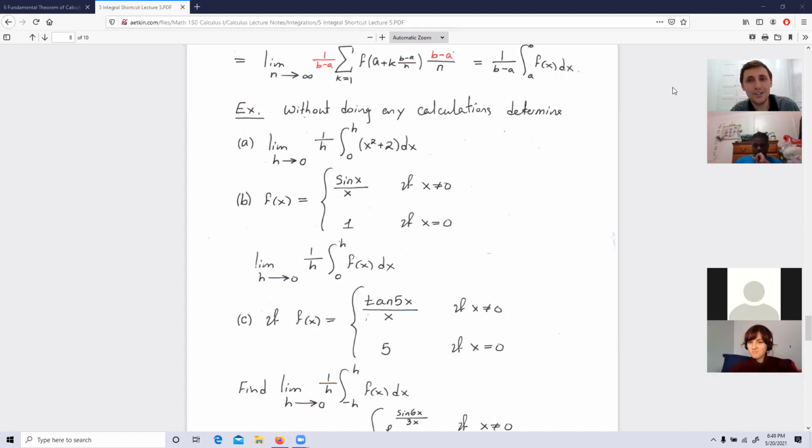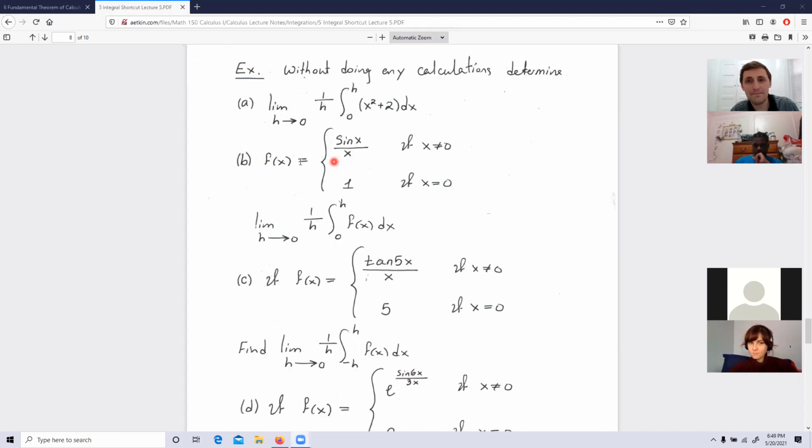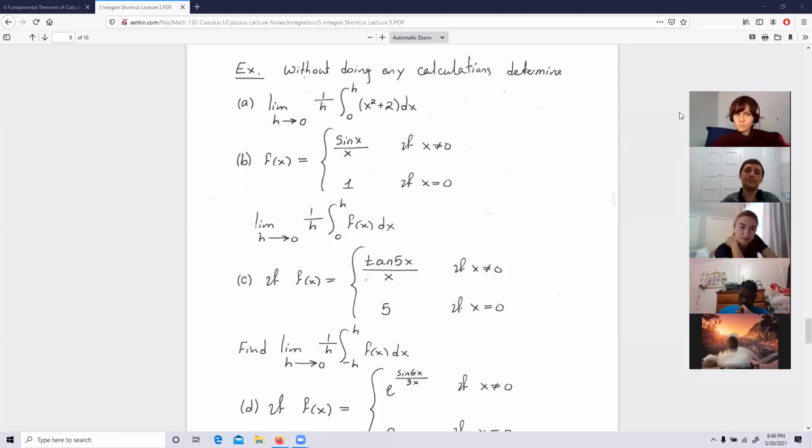All right, so let's calculate this one, guys. B. Look at it, the function is split. It's sine x over x if x is not 0, and 1 if x is 0. Can you tell me, please, what is this limit? What's the limit as h goes to 0 of 1 over h times the integral from 0 to h of f of x? Please try to reason it out. Tell me what's the answer.